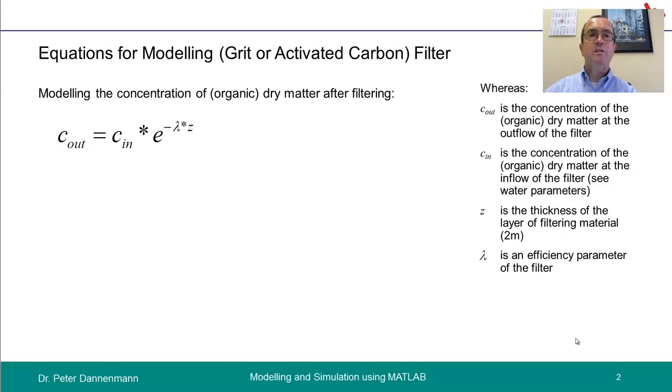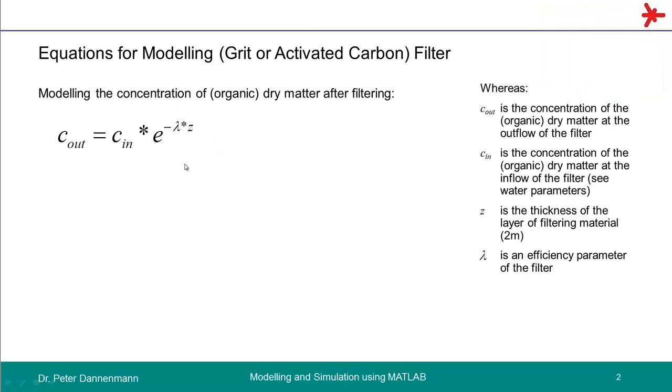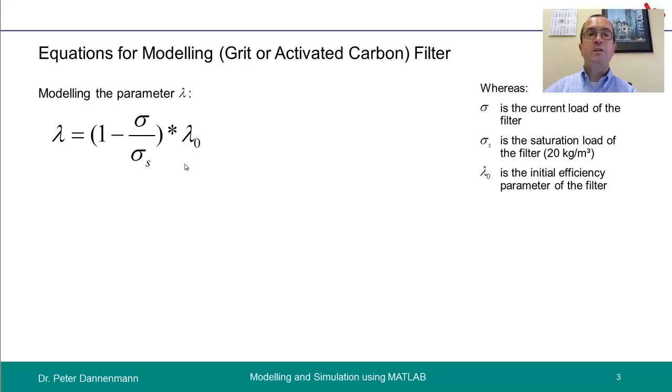In the filtering process, the water flows through a layer of filter material of a given thickness Z. The concentration of the matter that has to be filtered out decreases exponentially with the thickness of the filtering layer, as shown on this slide. The interesting part in this formula is how the parameter lambda is computed. This parameter describes how effectively the filtering process works.